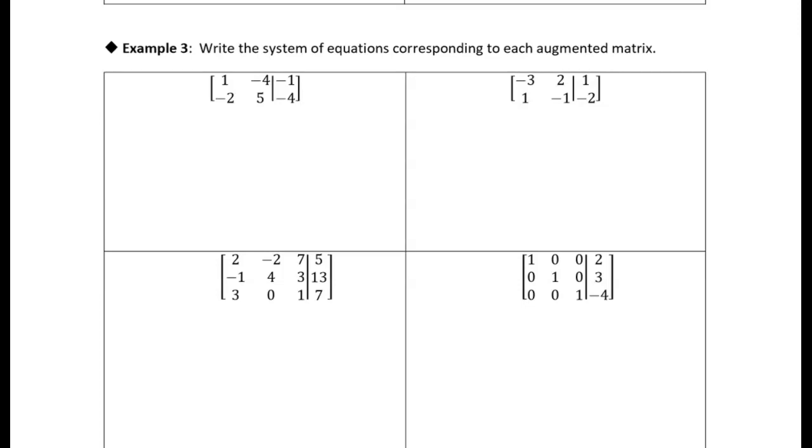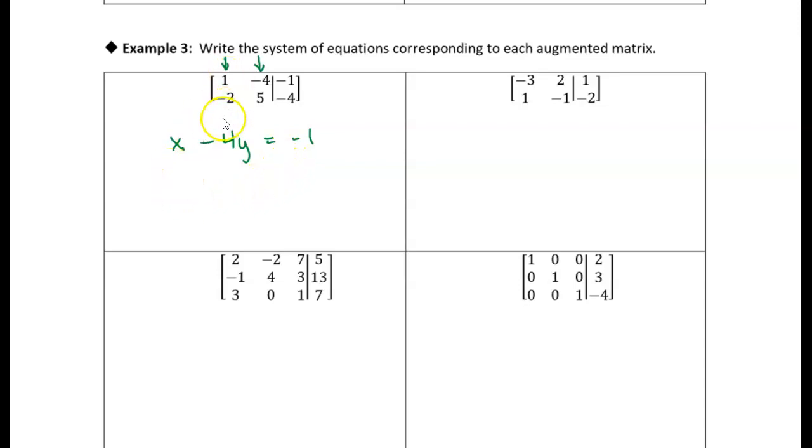All right, in this example, we're given an augmented matrix and we're asked to find the system of equations corresponding to the augmented matrix. Okay, so we're just going to call the first column the x column and the second column the y column. Those are the coefficients corresponding to the variables x and y. So this is going to be 1x, so I can just write x, minus 4y equals -1. Right? That's what that first row of the augmented matrix represents.